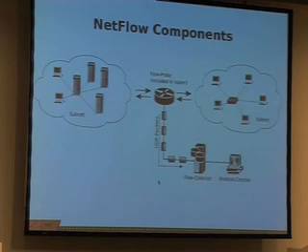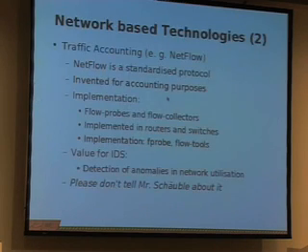The implementation of NetFlow, which you can see on the picture, consists of two components. The first one is the so-called flow probe, which is software that could be implemented in the firmware of a router or on a PC. This software counts every packet that passes the router, in this example, and exports this information to a so-called flow collector, which is the second part of the implementation. The flow collector receives the packets and stores them in a database or elsewhere for further processing. So the value for IDS is that we can detect anomalies in network utilization.